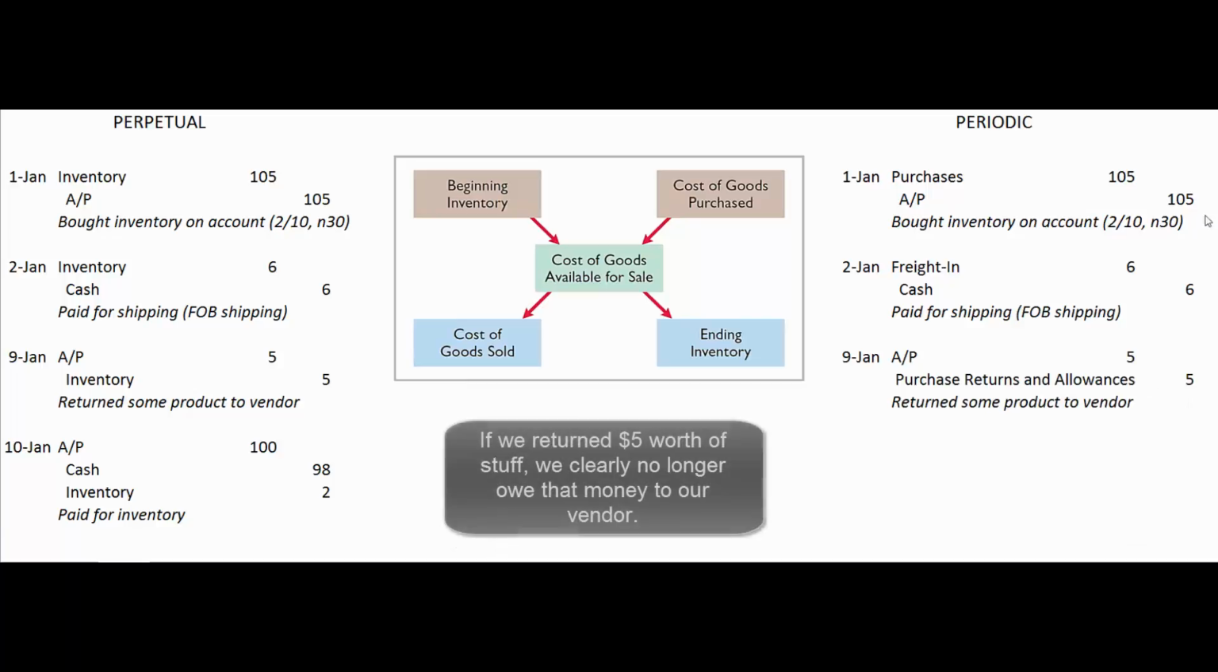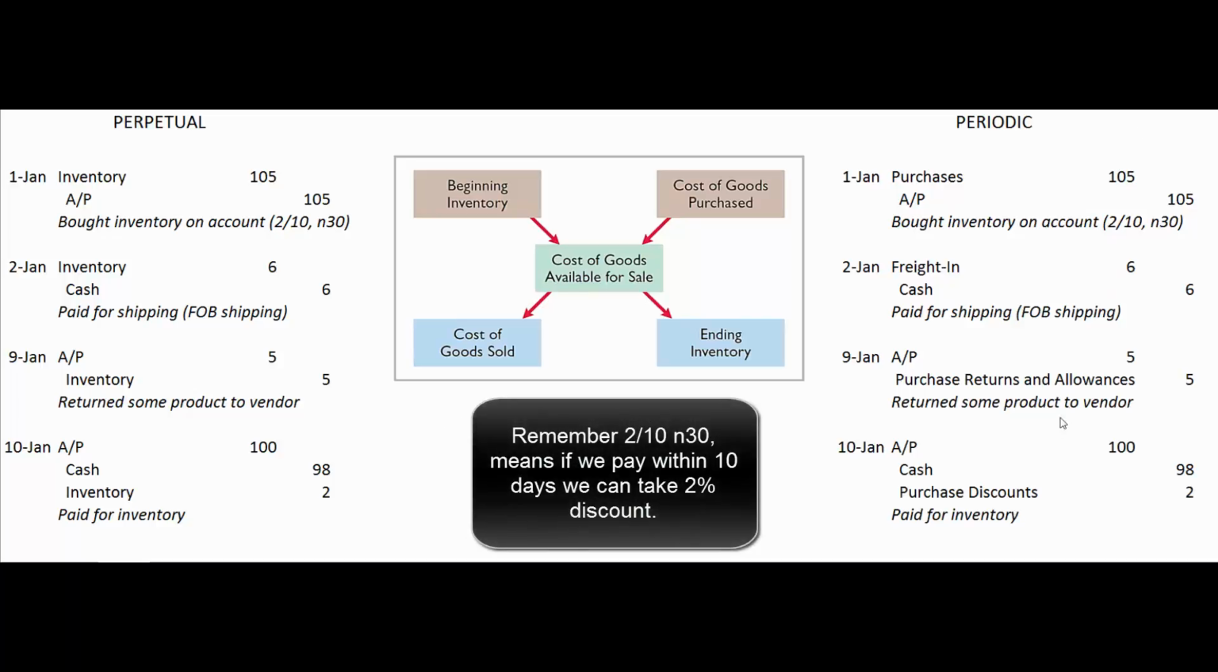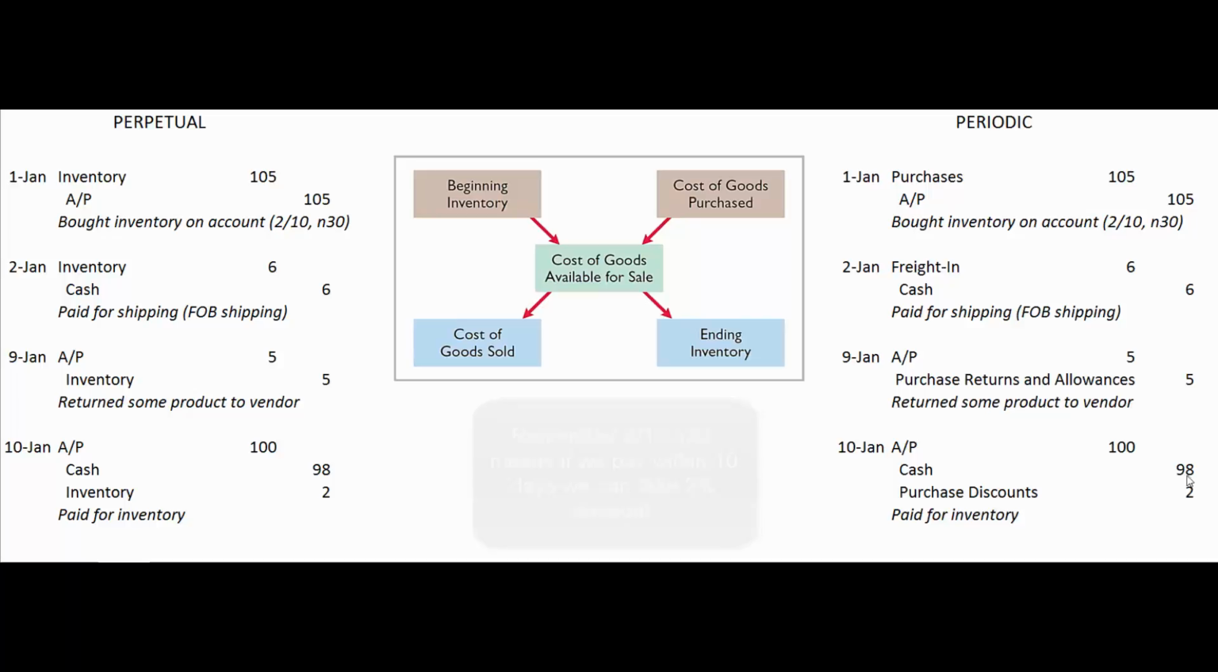Then we return $5 worth of stuff. We reduce our account payable just like we did before, but instead of crediting inventory, now we're going to credit that separate account called purchase returns and allowances. And then finally, we pay the bill within 10 days, so we take that account payable off our books. Since we paid it so quickly, we take a 2% discount, so we only write a check for $98. And in the periodic system, instead of reducing our inventory costs directly, we credit an account called purchase discounts.